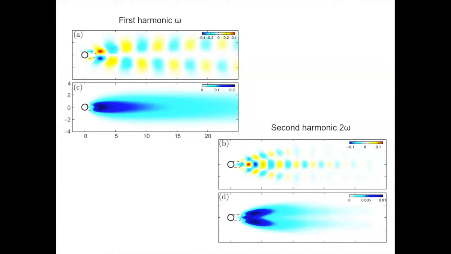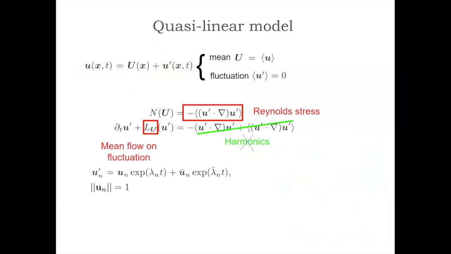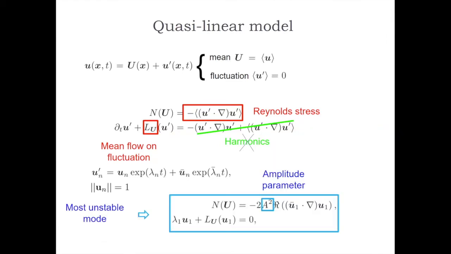It doesn't mean that it doesn't play a role. It could perfectly play a very important role, but at least it is not energetically very significant for that Reynolds number. So if I neglect these harmonics, the equation for the fluctuation becomes standalone. It's not forced, so I can solve it as an eigenvalue problem, and I call that eigenvalue sigma or lambda, whatever you want.